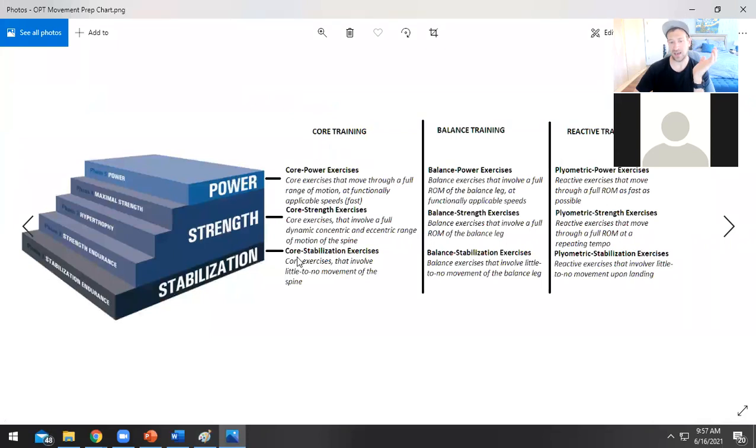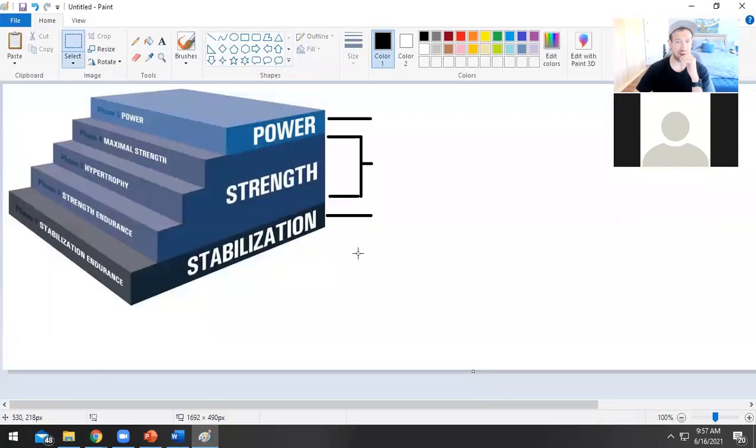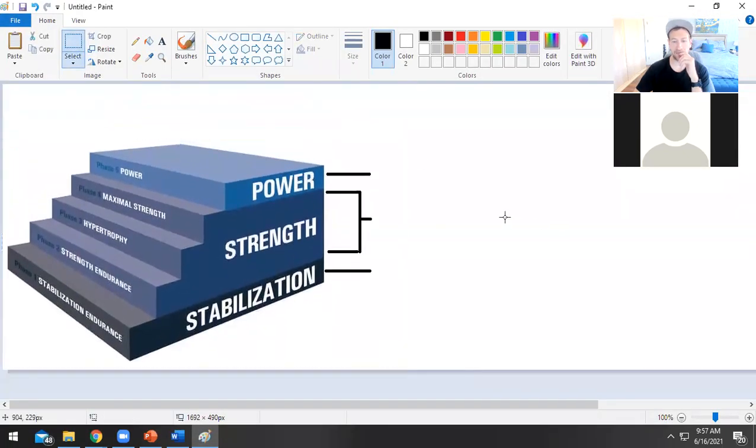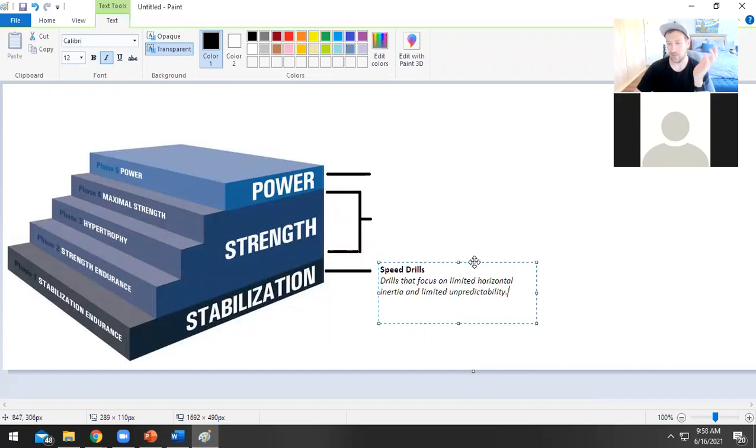Okay, so clients who are in the stabilization level, instead of looking at it as core stabilization or whatever, what we're going to see is that these types of clients are going to get primarily speed drills. Okay. And so we are going to see primarily drills that focus on limited horizontal inertia and limited unpredictability.